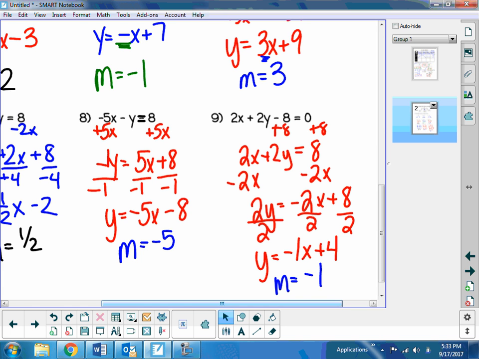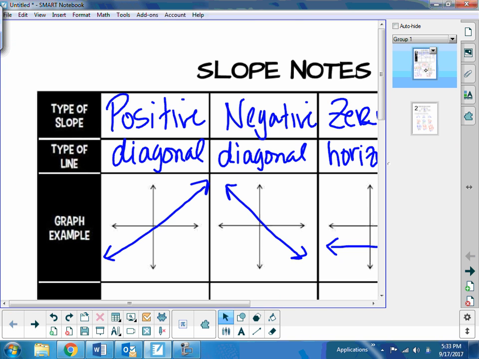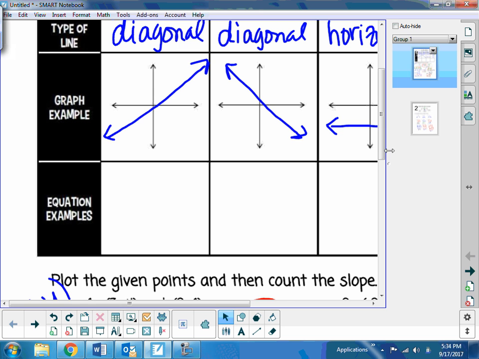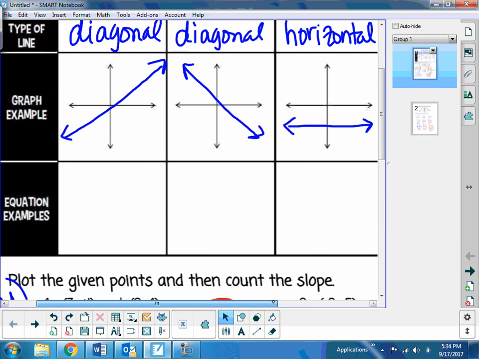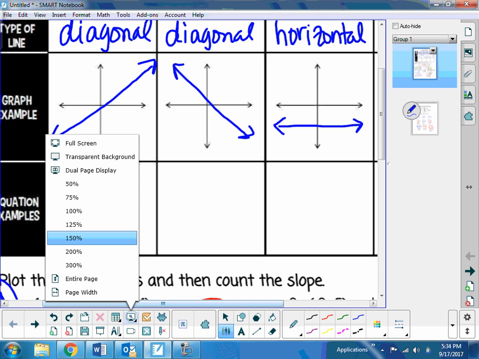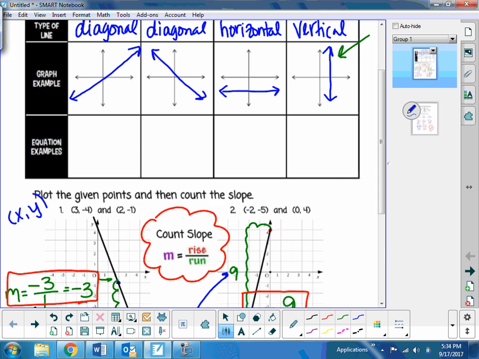Okay, now, I want you to flip your notes back over, because we left some boxes empty up here. We wanted examples of equations here. So let's think about that positive slope. Think about a positive slope and equations.